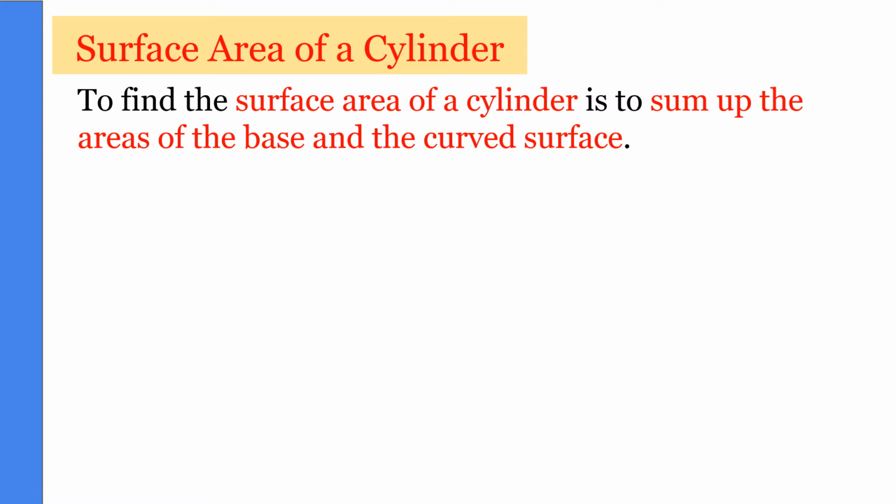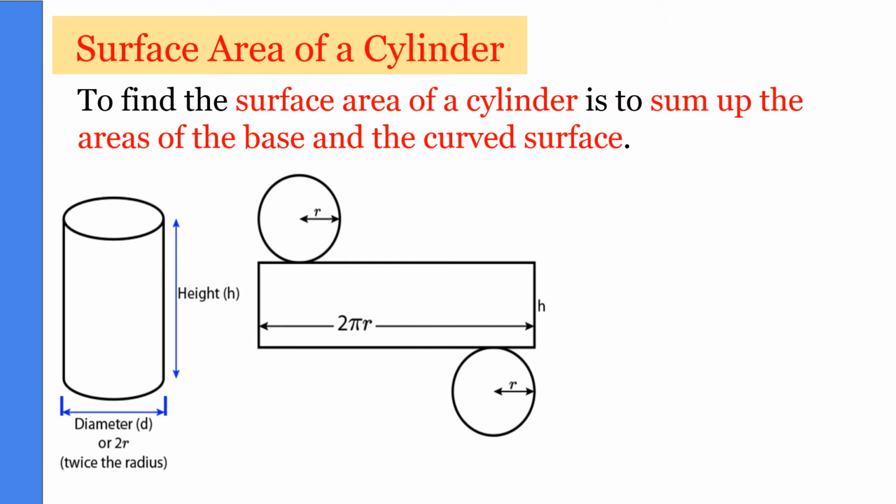To find the surface area of a cylinder, we sum up the areas of the base and the curved surface. If we have the net of a cylinder, we can see that the curved surface is made up of a rectangle, and we have two circles.